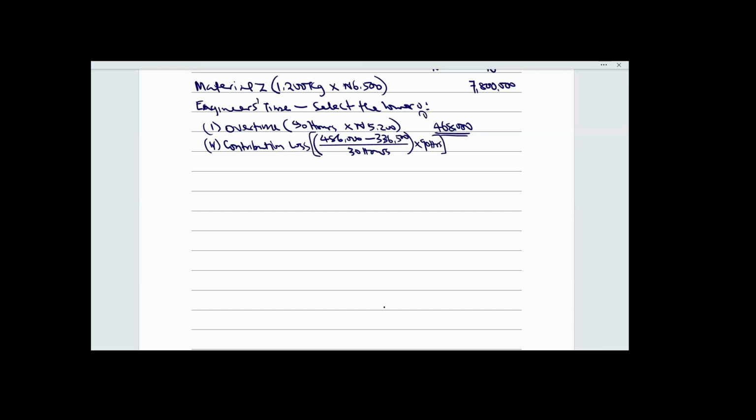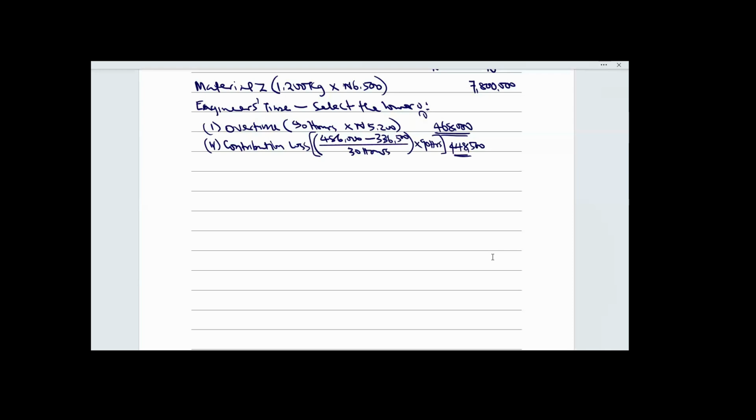Therefore, what do you have there? 448,500. So, if the engineer spent overtime on the project, the total cost that the company will incur on this contract or project is 468,000. Okay? If the company switches resources from product Y, there will be a loss of contribution of 448,000.